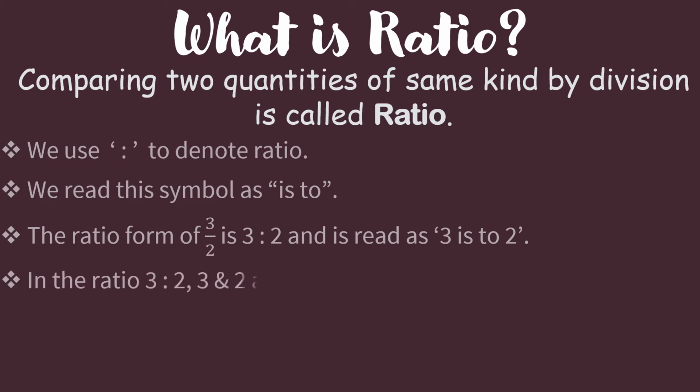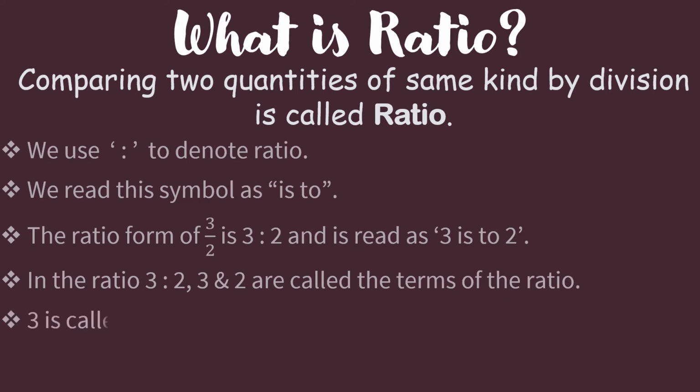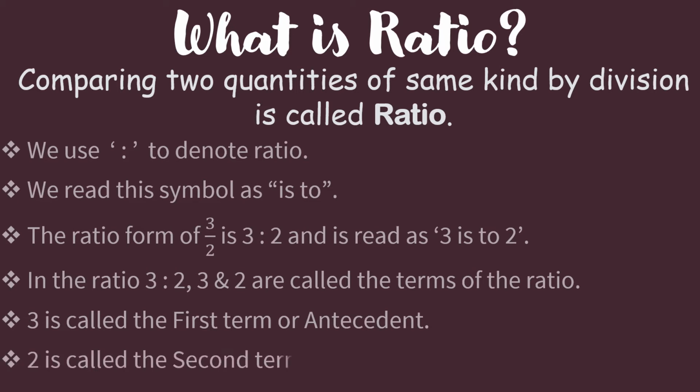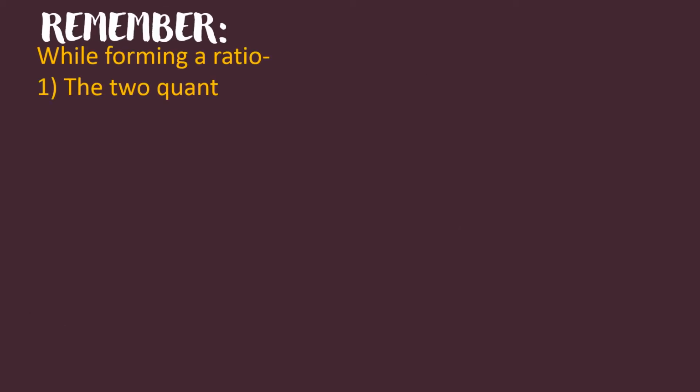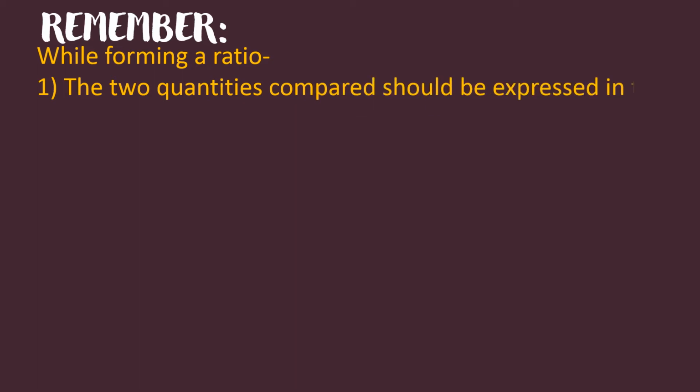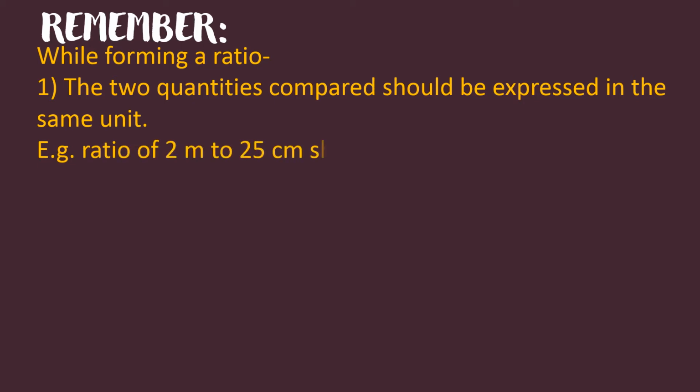In the ratio 3 is to 2, 3 and 2 are called the terms of the ratio. 3 is called the first term or antecedent. 2 is called the second term or consequent. Remember, while forming a ratio, number 1, the two quantities being compared should be expressed in the same unit. For example, the ratio of 2 meter to 25 centimeter should be 200 centimeter to 25 centimeter.